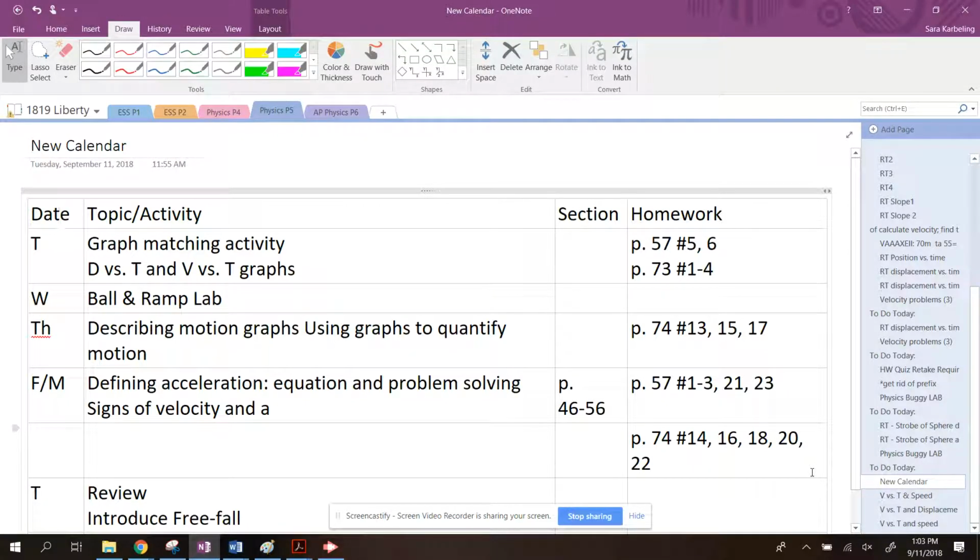Right. So today we are going to do some graph matching. We're going to talk about some graphs.